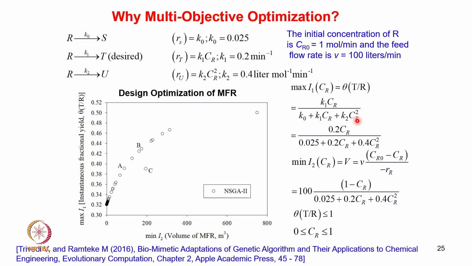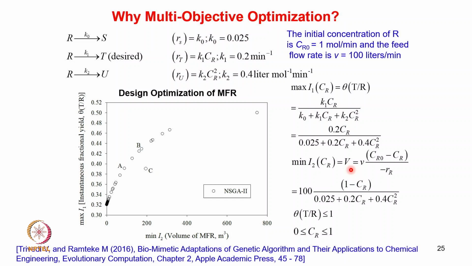In addition to that, I am interested in minimizing the volume of the mixed flow reactor. The volume of the mixed flow reactor, capital V, is given as the flow rate small v into CR0 minus CR divided by minus RR, the rate of reaction of R, isn't it? We can represent all these variables here. That comes out to be 100 into 1 minus CR divided by 0.025 plus 0.2 CR plus 0.4 CR square. So both these objectives we want to optimize simultaneously. The first objective is to maximize the yield, whereas the second objective is to minimize the volume, isn't it? And both these objectives are conflicting.